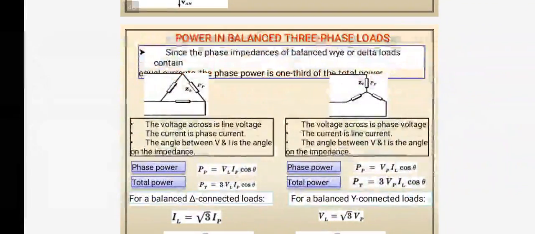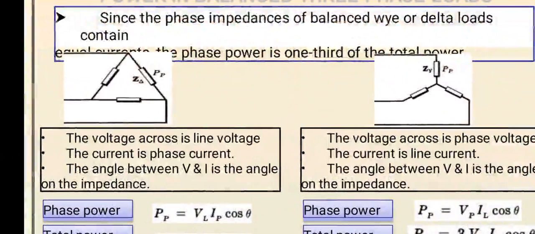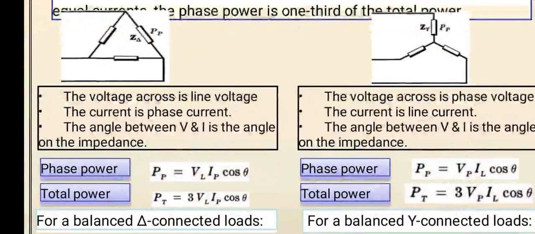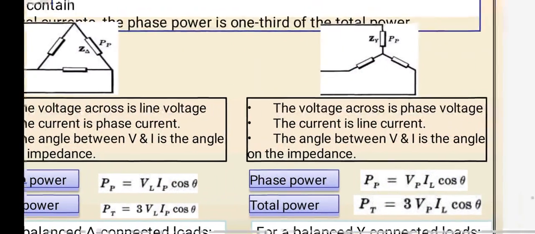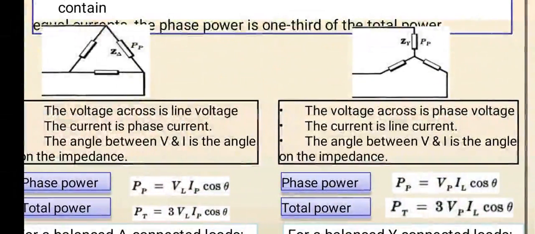Now power balance in a three phase circuit. Already I told you there are two types of connection, delta connection and star connection. In delta connection, the voltage across the line is the line voltage, and the current is the phase current. The angle between V and I is the angle of the impedance. Similarly, the phase power is PP = VL IP cos phi. Because of the three phases, the total power is 3 VL IP cos theta. Similarly, for the delta connection, the total power is P = 3 VL IL cos theta.